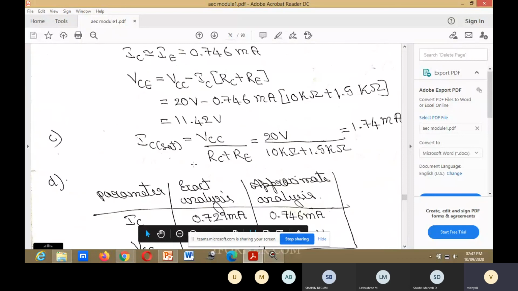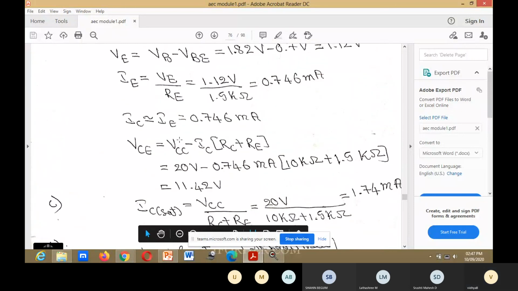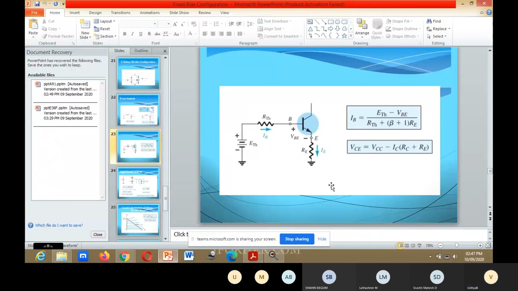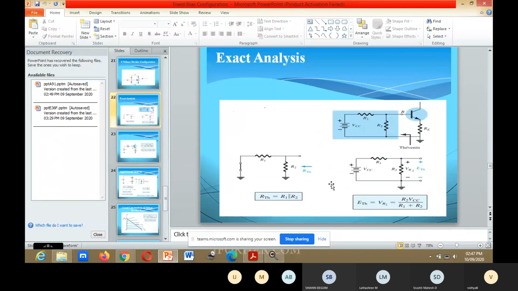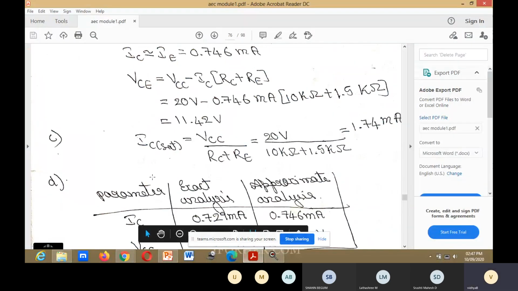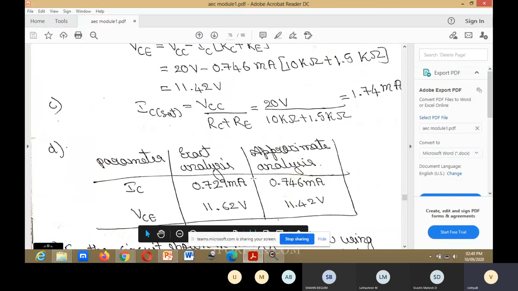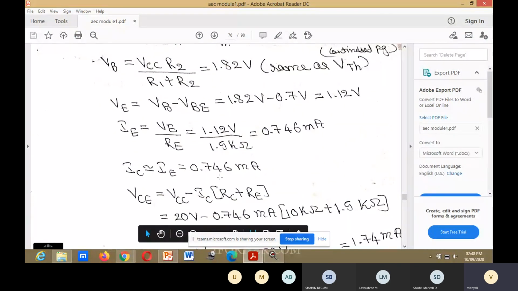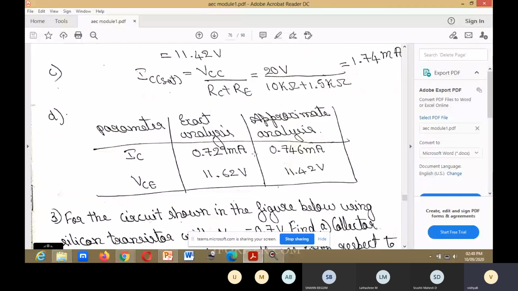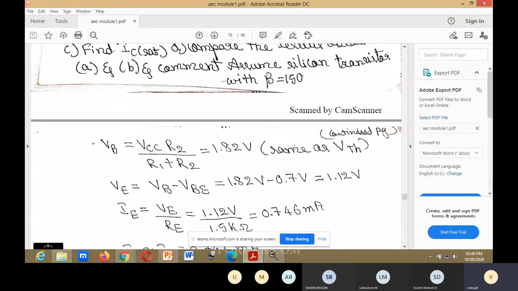For exact analysis, you need to compare. In exact analysis, the IC value we got is 0.729 milliamps. What about approximate analysis? 0.746 milliamps.